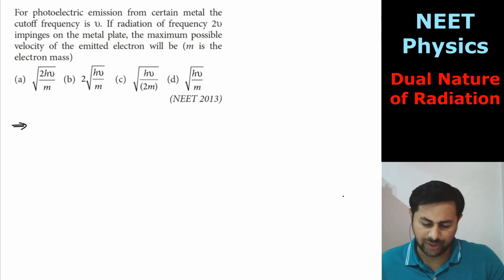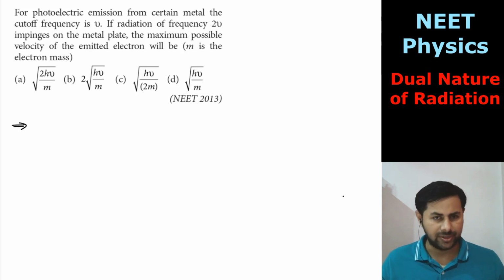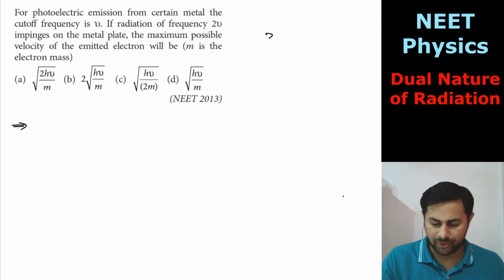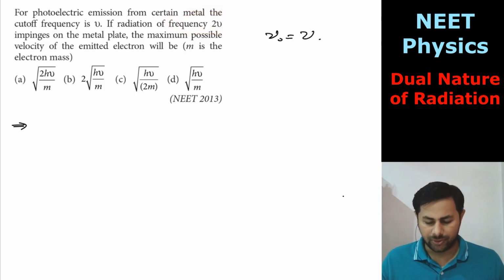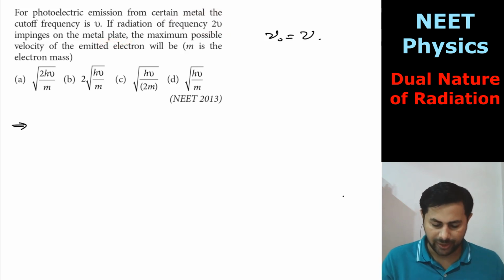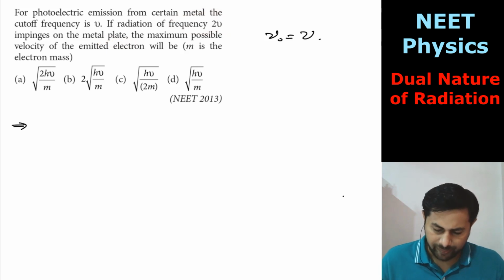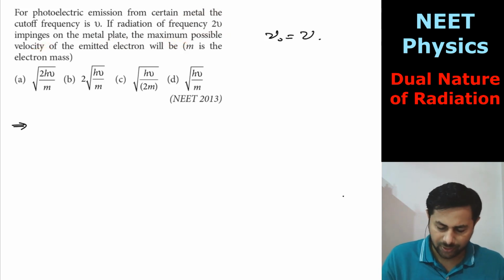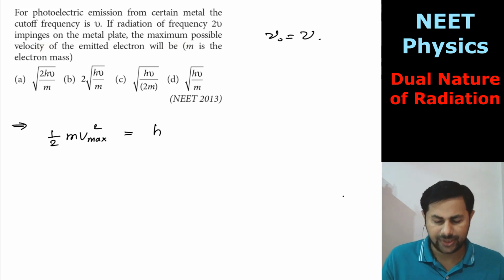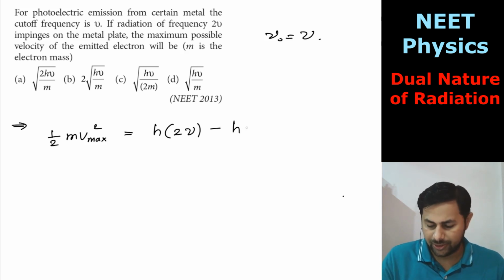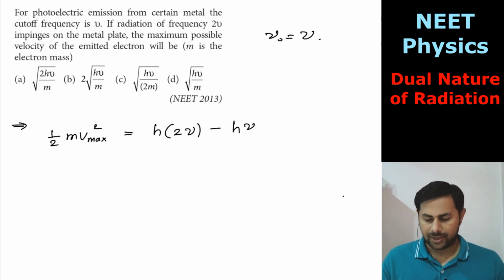For photoelectric emission from a certain metal surface, the cutoff frequency is nu, so this is your nu naught. Nu naught is equal to nu. If radiation of frequency 2 nu impinges on the metal plate, what would be the maximum possible velocity? This is simple. Half m v max square is equal to h times the frequency, here 2 nu, minus h nu naught. But nu naught is equal to nu, as the cutoff frequency itself is nu.